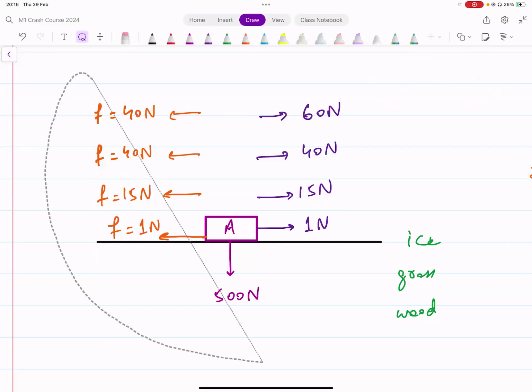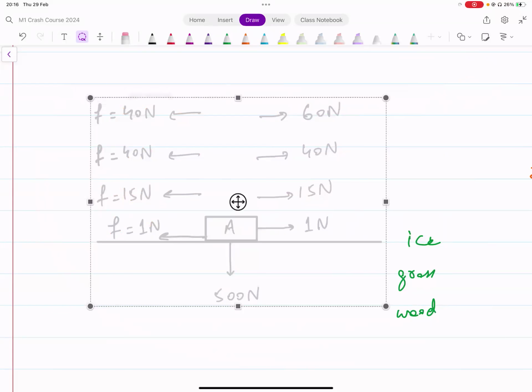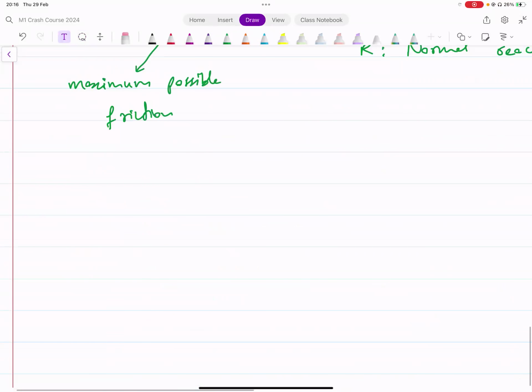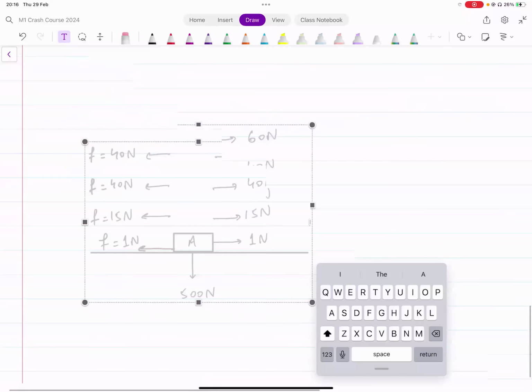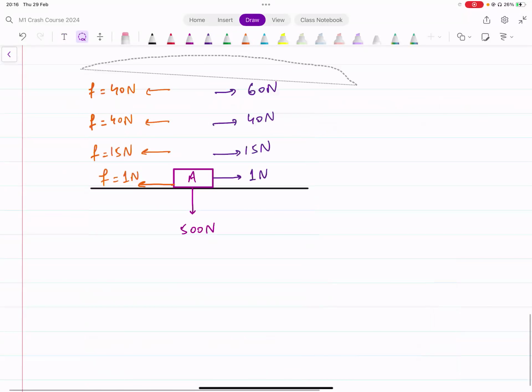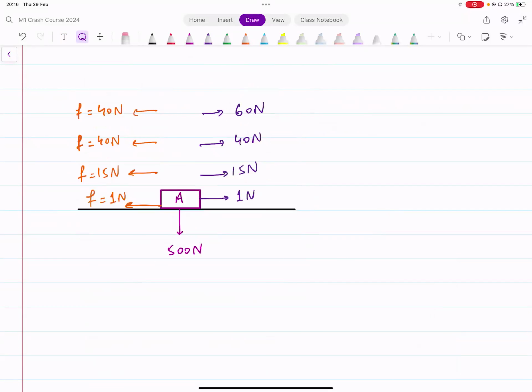Now, let's get back to these. Let's consider these scenarios again and see how the friction is related to the maximum value in each of these different cases. And what are these different cases called? Let me just get rid of this situation. Just consider the other three.